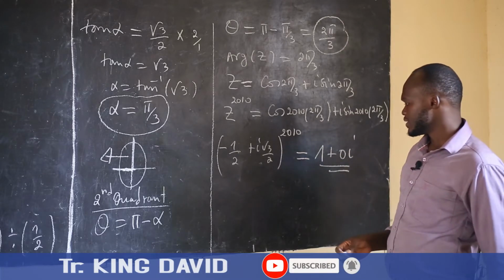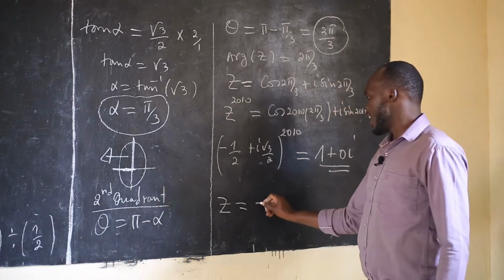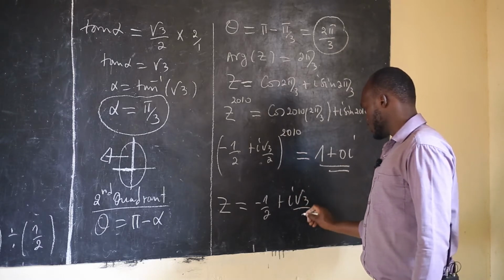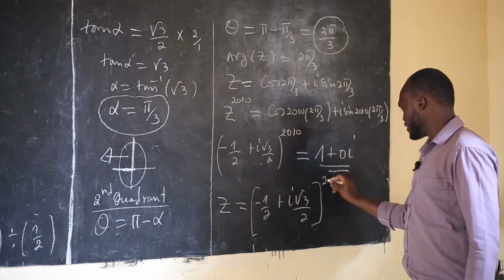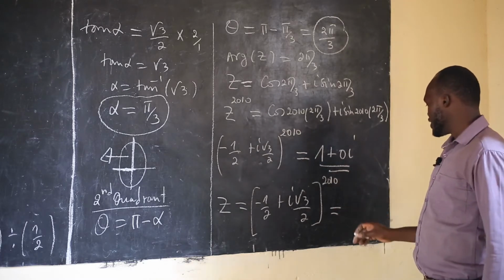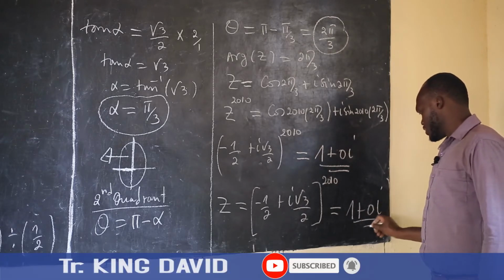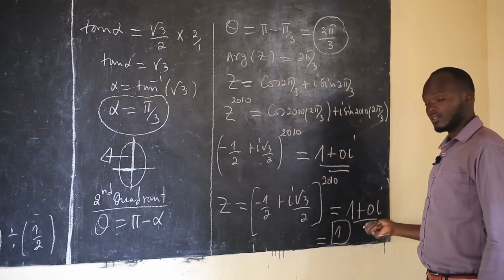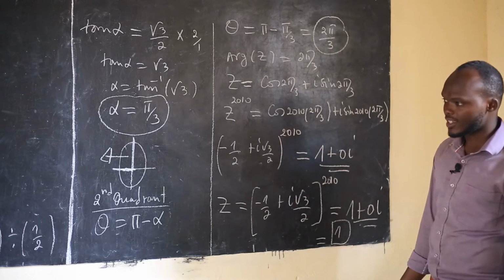So which means that our z, which is equal to negative a half plus i root 3 over 2, to the power 2010, its answer in algebraic form is 1 plus 0i, which is the same as 1. You can write 1 or you write 1 plus 0i. I hope you don't have any question there.